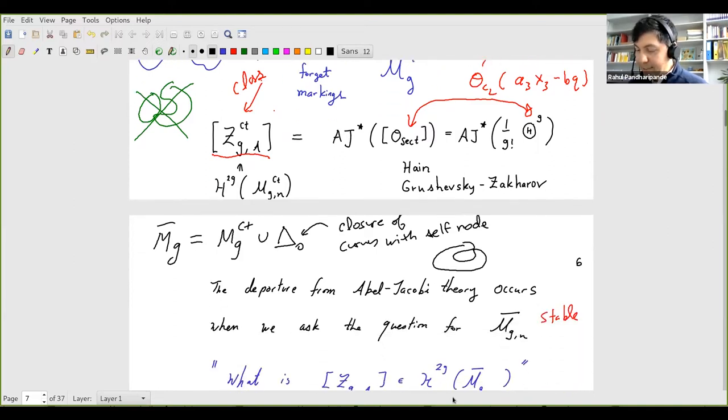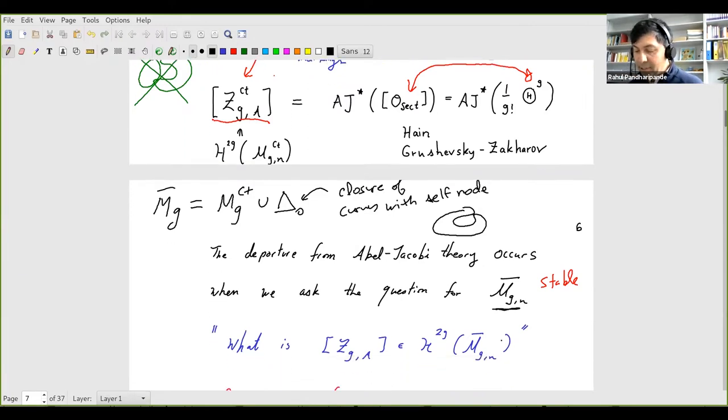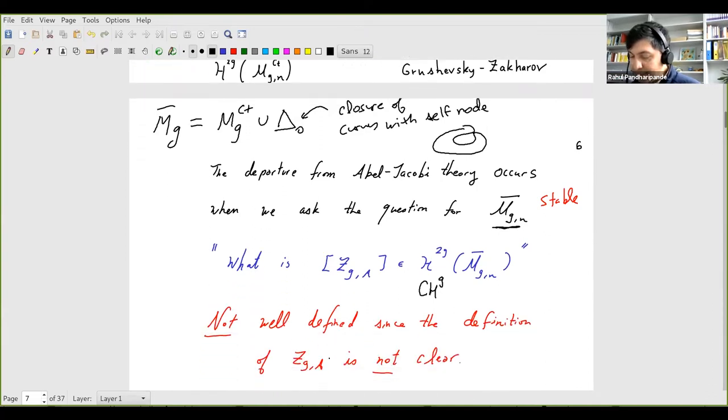Okay, so as I said, the departure from Abel-Jacobi discussion really starts when we ask this question for M_{g,n} bar. So we'd like to ask this question: what is this cycle? I've written it as a cohomological question. You can also, if you like, consider it in Chow. But what is this cycle class on the moduli space of curves of this locus of solutions to the Abel-Jacobi problem? And I write this question in quotes because it doesn't really make sense. So this is not a well-defined question, and why it's not well-defined is because I haven't told you what this Z_{g,A} is. It's not clear what that is.